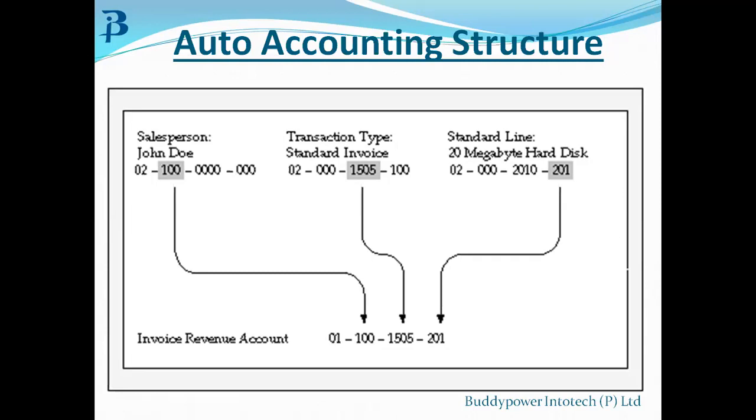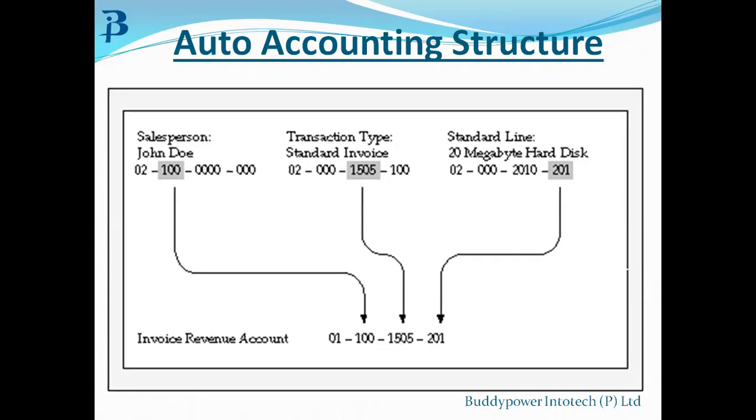Then the second segment can come from the salesperson, John Doe. So this is how your invoice revenue account will be created. You have selected salesperson. And the third segment can come from the transaction type, which is your standard invoice, which is your third segment, the account.